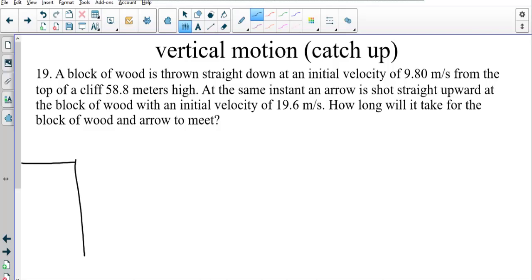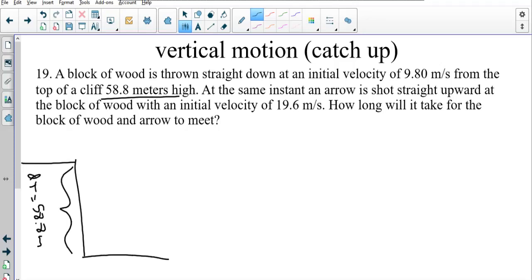So I'm going to draw a cliff. This cliff is 58.8 meters high, so that is the overall total distance of my cliff. 58.8, that's terrible penmanship, very sorry. So I'll write it vertical. My total distance is 58.8 meters in height. Okay, there's the ground. Obviously not drawn to scale.